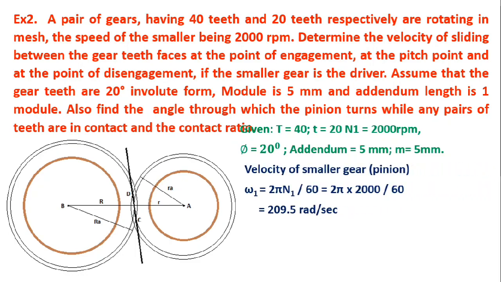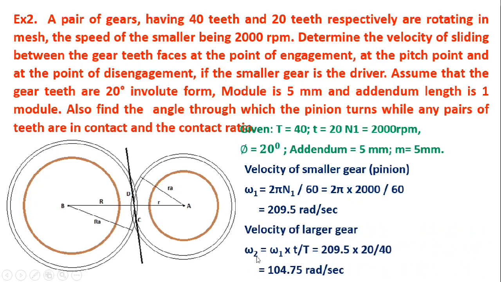Now we shall find the velocity of the smaller gear, that is the pinion. This is required to find the velocity of sliding. The velocity of the smaller gear can be determined as omega 1, which is equal to 2 pi n1 by 60. We know n1; substitute the value of n1 as 2000 here, and you get omega 1 as 209.5 radians per second. The velocity of the larger gear, omega 2, can be calculated in terms of omega 1, that is omega 1 into the ratio of the number of teeth on pinion by the number of teeth on gear. So that is 209.5 into 20 by 40, which comes to 104.75 radians per second.